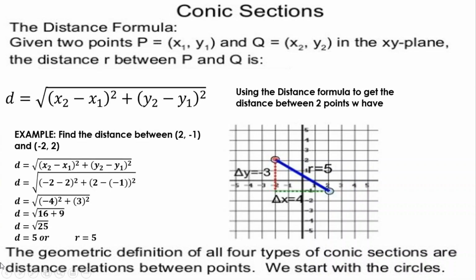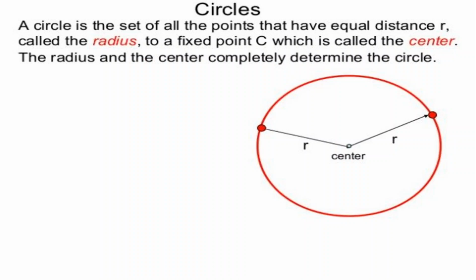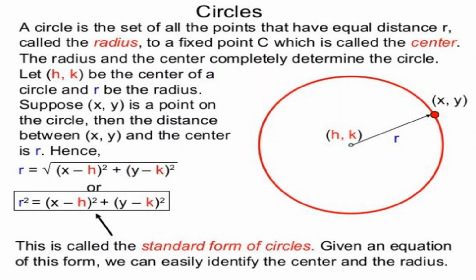The geometric definition of all four types of conic sections are distance relations between points. We start with the circle. Okay. A circle is the set of all points that have equal distance r, which is called the radius, to a fixed point C or the center. The radius and the center completely determine the circle. Okay, next.